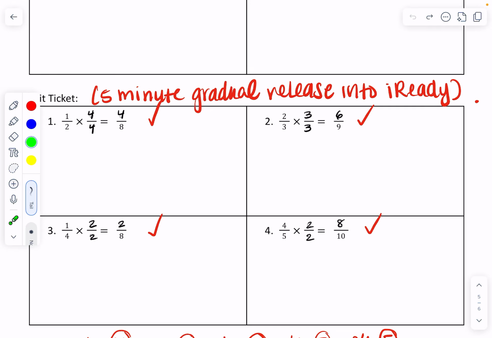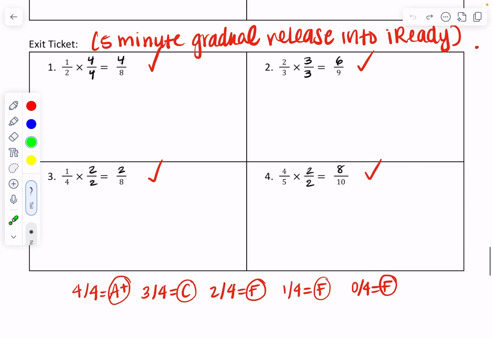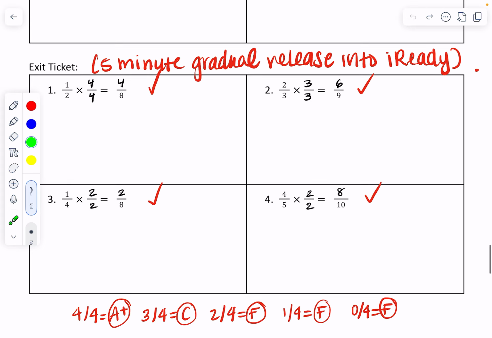Then launch them into 5 minutes of their exit ticket. It's out of 4 points for today. And then release them to iReady when they're done.